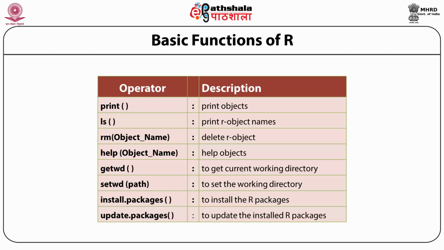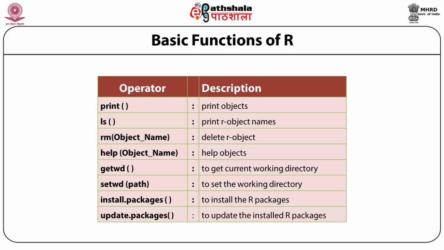To delete any R object, we need to write rm under brackets the object name. For example, suppose x is the object and we need to remove it, we need to simply write rm under brackets x. So it will delete the R object. If we want to find out information about any object, we need to simply type help under brackets the object name. To get the working directory location, we need to type getwd parentheses.